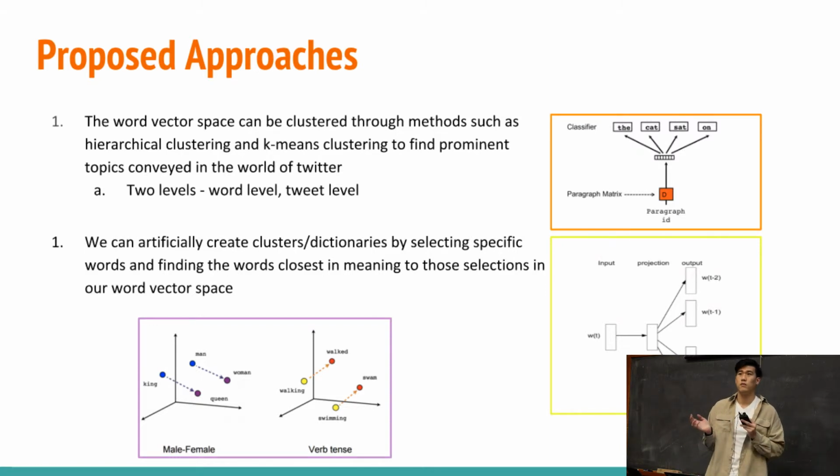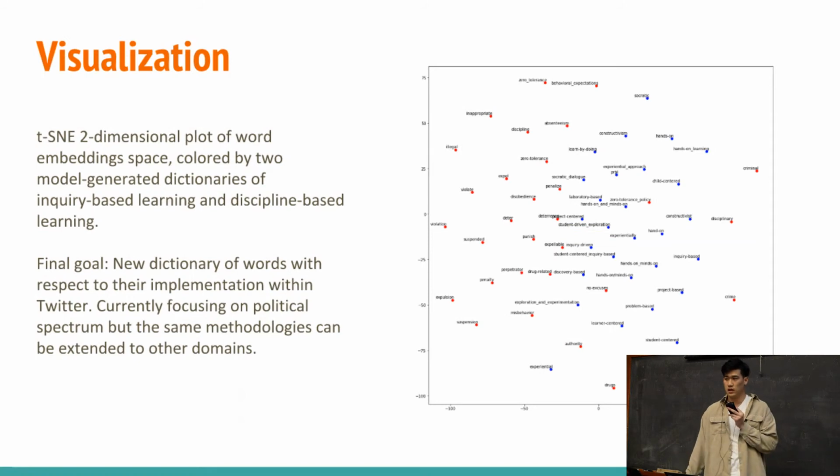Doc2vec creates document vectors, which are also generated, and in our case, the document would be tweets. So we can also use those vectors to be clustered on their own. And then these can be visualized with a dimensionality reduction technique like t-SNE to better show where the clusters exist between tweets and different words in a trained Twitter space.